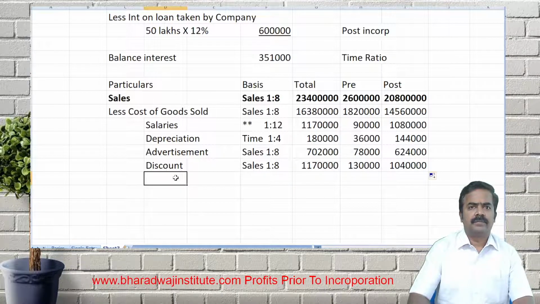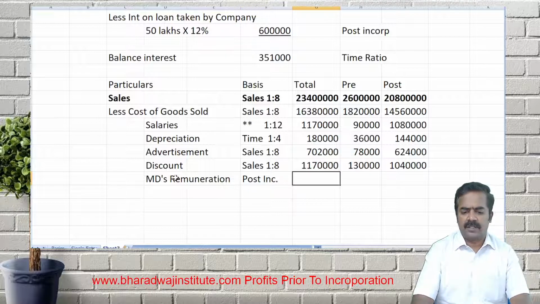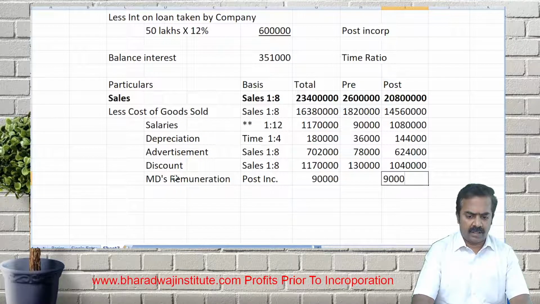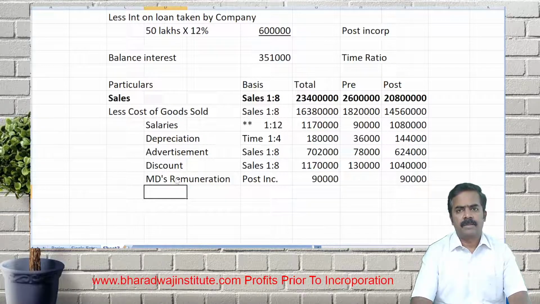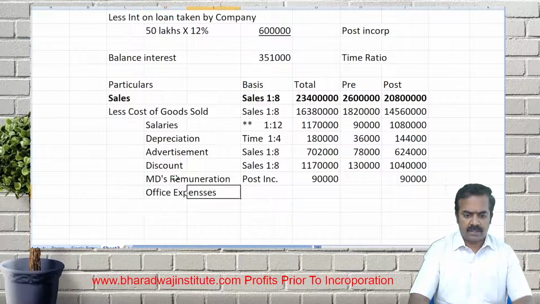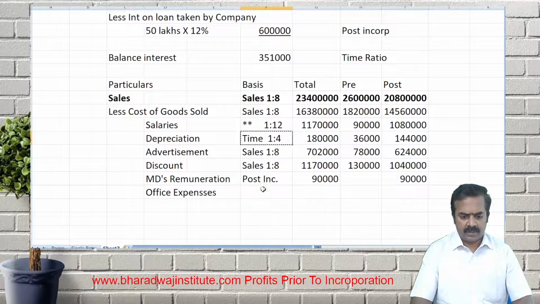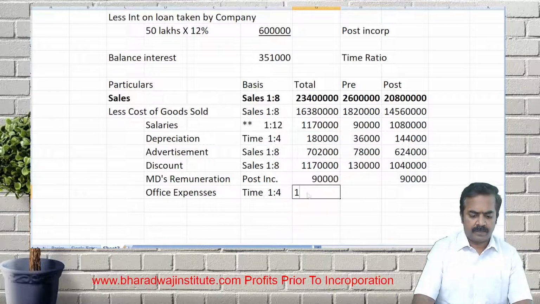Then MD's remuneration. It will come only during which period? Post incorporation, the company's period. How much in total? 90,000. Then what is the next one? Office expenses. In what ratio? Time ratio. What is the total office expenses? 1 lakh 20,000.